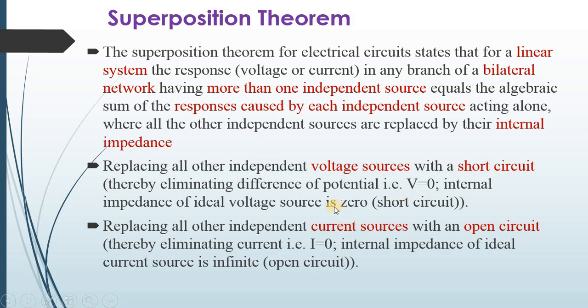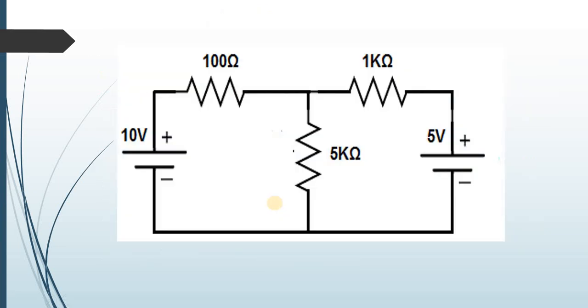When there is a current source, it should be replaced by an open circuit. That means current I is equal to 0 and the internal impedance of an ideal current source is infinite, which is an open circuit. So let us see an example. How do you have to solve it? In this there are two voltage sources.